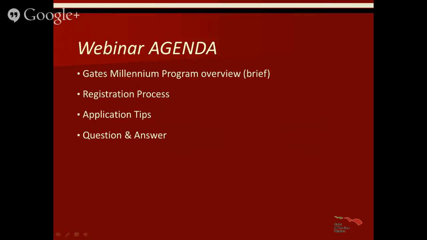So a little bit about our agenda. We're just going to go over the Gates Millennium Program in brief, talk about the registration process, and then provide some application tips. And at the very end, we'll just have a little portion titled Question and Answer. But again, we can fill those questions as we're going through the presentation itself.